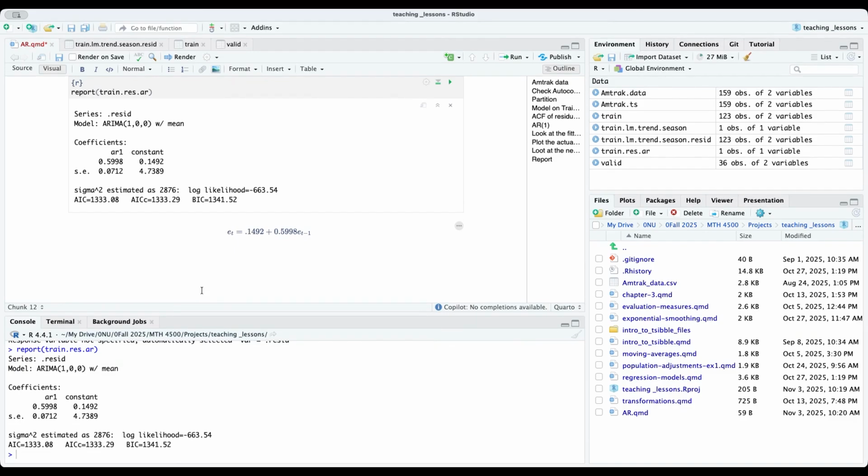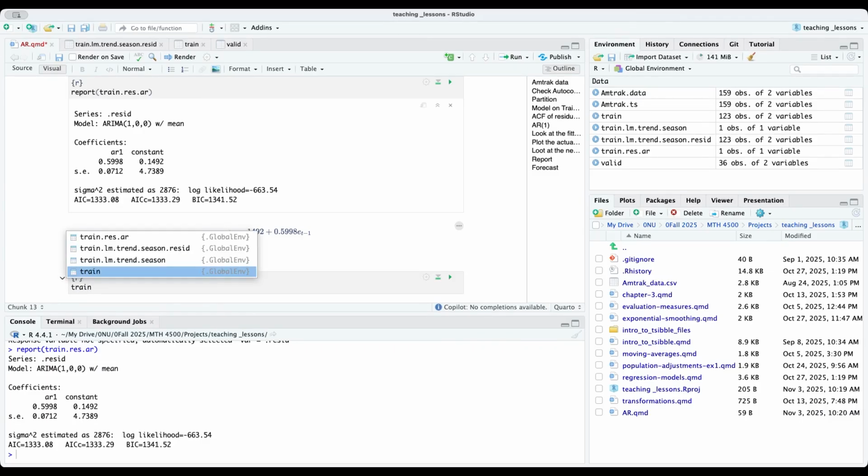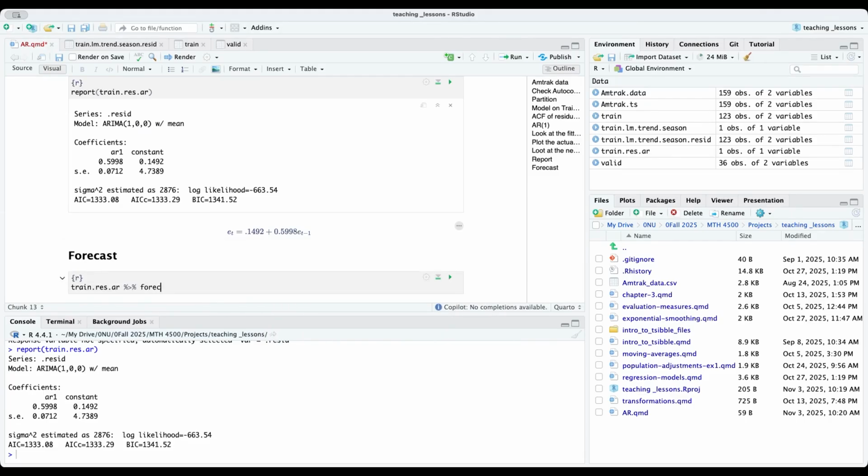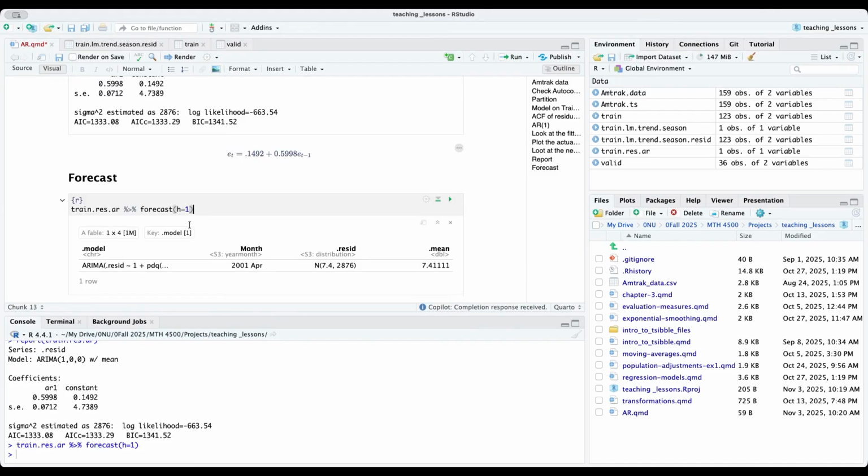We can do forecasting. These are the values of AIC, AICc, BIC. So let's look at the forecast. Let's do a forecast of just one value. So we just forecasted one residual, for April 2001, which is 7.4.